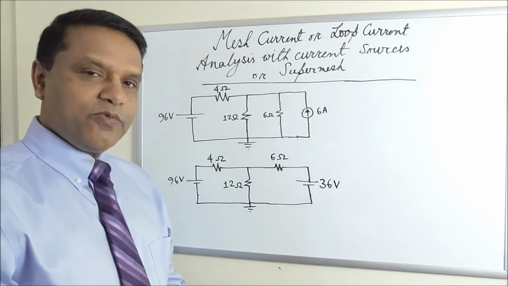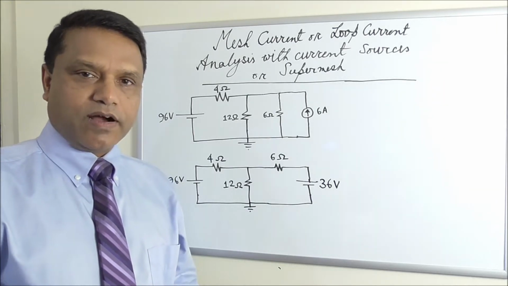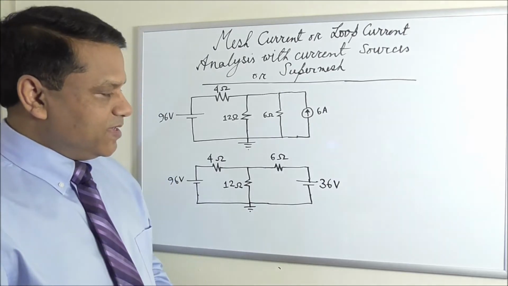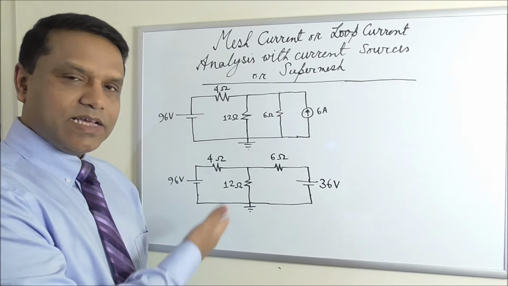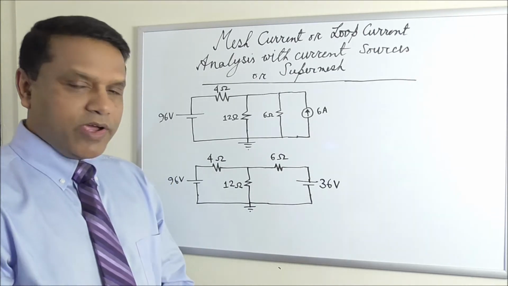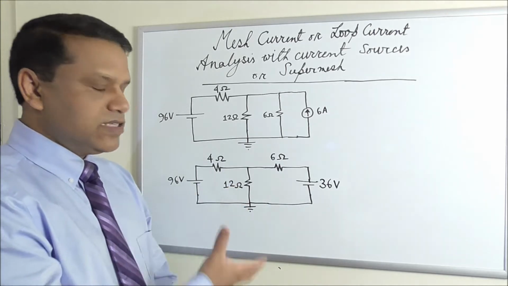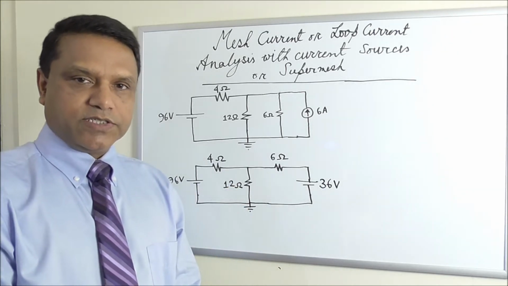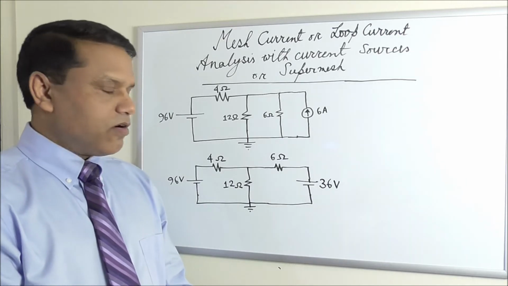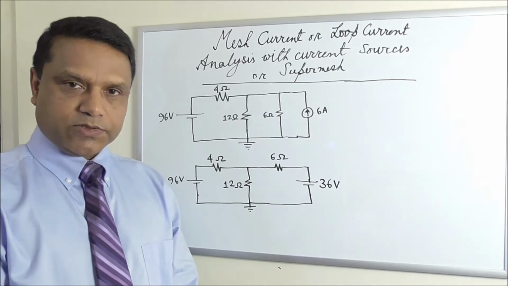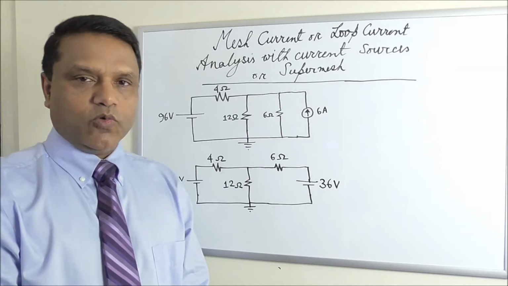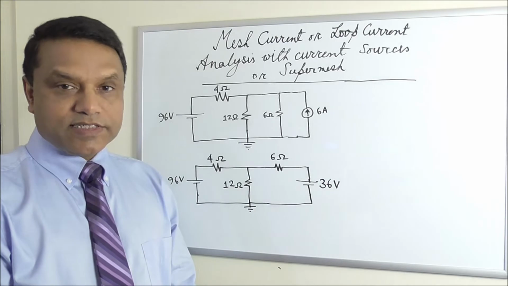But if you have seen the previous video where we learned mesh current or loop current analysis, you will be able to see that this is the same circuit that we solved in that video. So now we understand we can solve most of the circuits with current sources using this technique, that is to convert all current sources into voltage sources, then apply the usual technique of mesh current or loop current analysis. But this is just a choice.